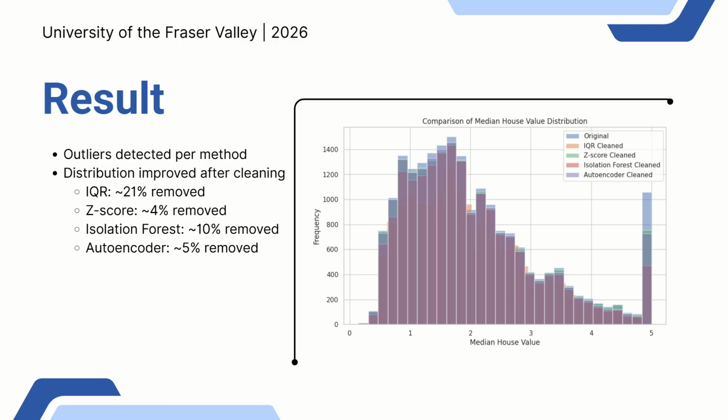Now, the autoencoder removed around 5% and was able to detect more complex patterns. And after cleaning, the data distribution became much smoother and more consistent. So this means the data is now more reliable for analysis. And overall, different methods give, of course, different results, and choosing the right one depends on the data.